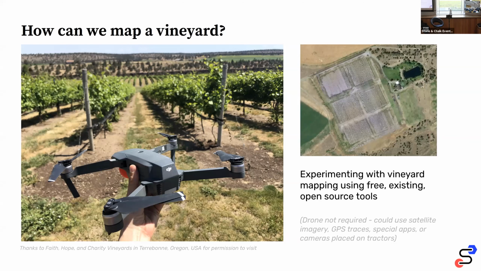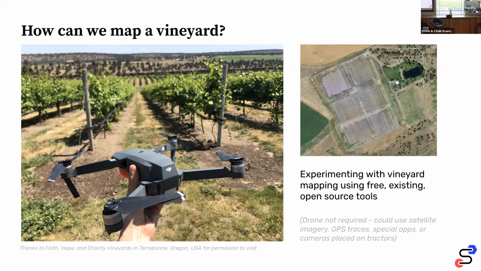You could use satellite imagery that's already available if the resolution is good enough. Sometimes in transportation, people put cameras on cars and drive the streets. You could do that on a tractor. There's special apps. I happen to have a drone and I wanted something high resolution. So I went out and I flew the drone over this vineyard. It took about 15 minutes and it gathered, I want to say, about 1,000 photos. And then I had to take those photos and stitch them all together.